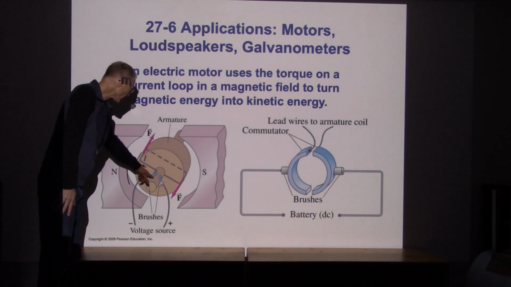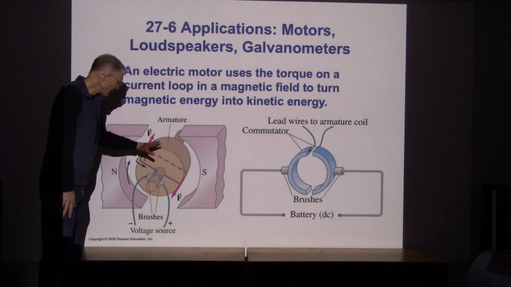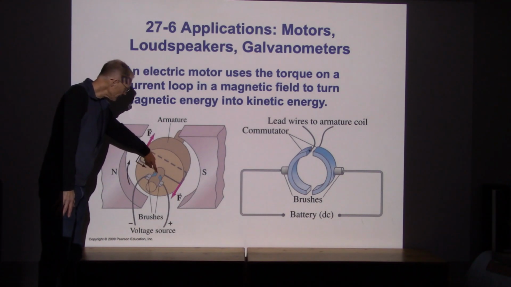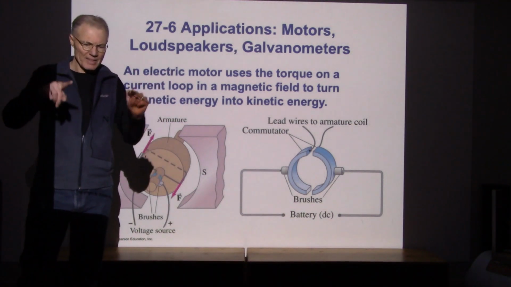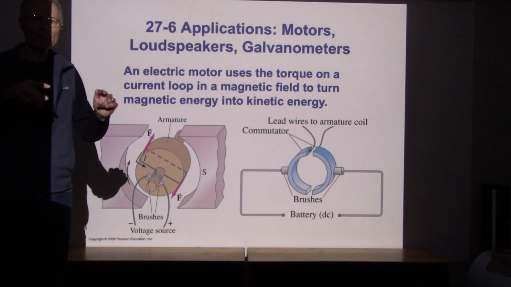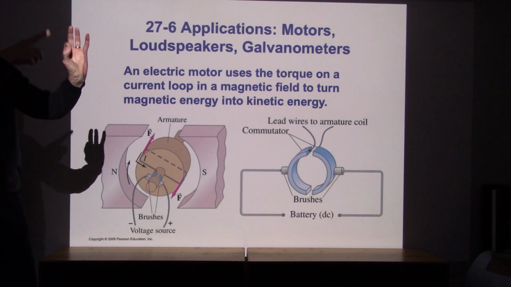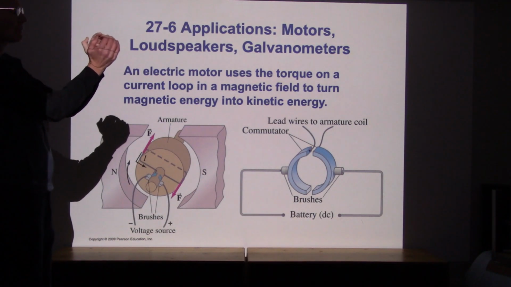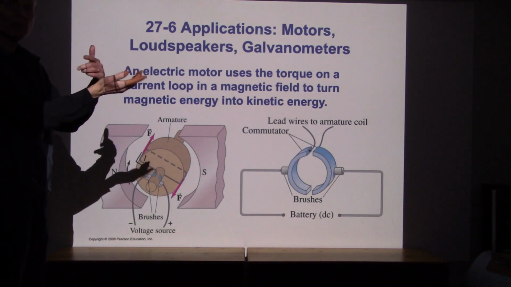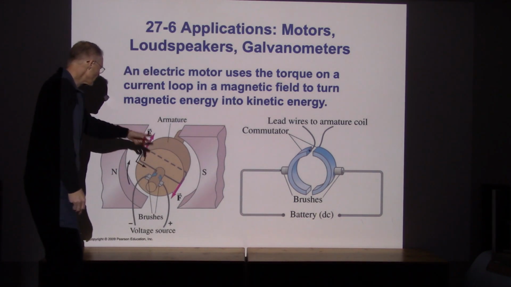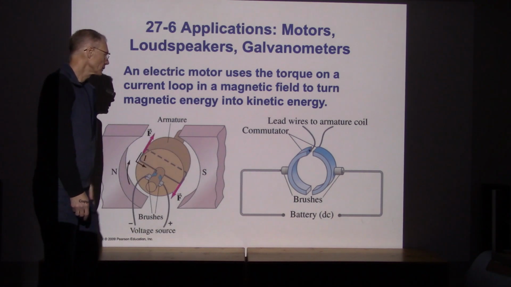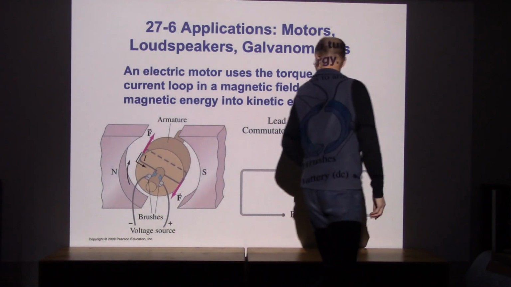And so here are contacts, these brushes, and every time it makes a half rotation, the contacts reverse. So there are contacts coming in from the outside, from our power supply, and then there are contacts on the rotating portion, and every time it rotates halfway around, the direction of current ends up being reversed, and that's what keeps the motor rotating. So this is kind of a detailed, I guess.